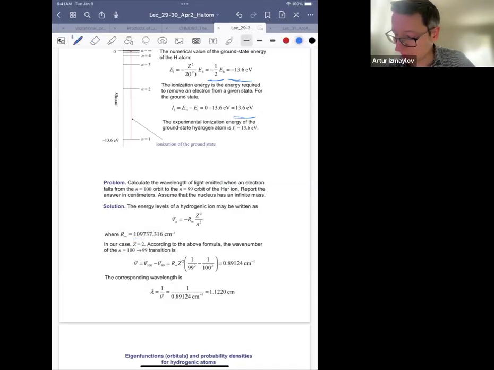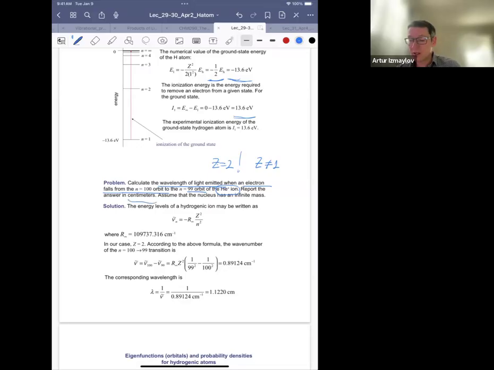We can calculate the wavelength of light emitted when an electron falls from the 100th orbit to the 99th orbit, right? So it's a highly excited electron, which goes from the 100th to the 99th orbit of the helium plus atom. See, helium plus still has one electron and one nucleus, but Z is not one like in the hydrogen atom. Z is 2 for helium. Something to remember. Okay, report the answer in centimeters.